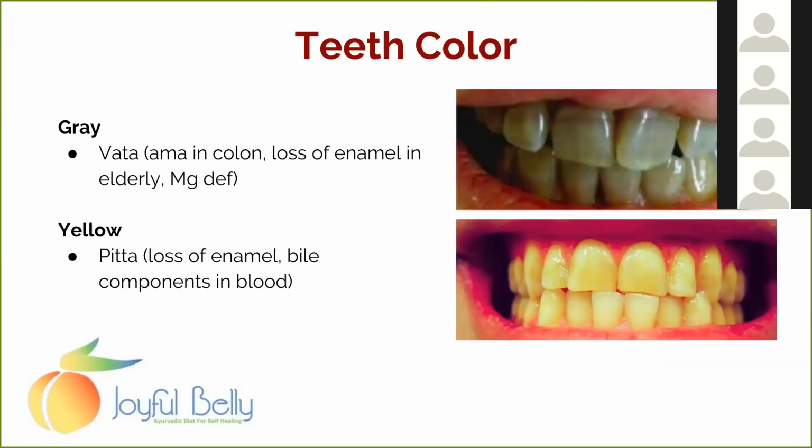Some examples of different teeth colors. See the gray teeth at the top, yellow at the bottom, gray at the top. That dark grayness is an extreme case. That's probably someone who took antibiotics. But a little bit of grayness in the teeth is common in the elderly. It's a sign of ama in the colon, vata ama in the colon. It could be a sign of the loss of tooth enamel, or even a magnesium deficiency. And the same thing with yellowing. It could be a sign of high pitta or also a loss of enamel.